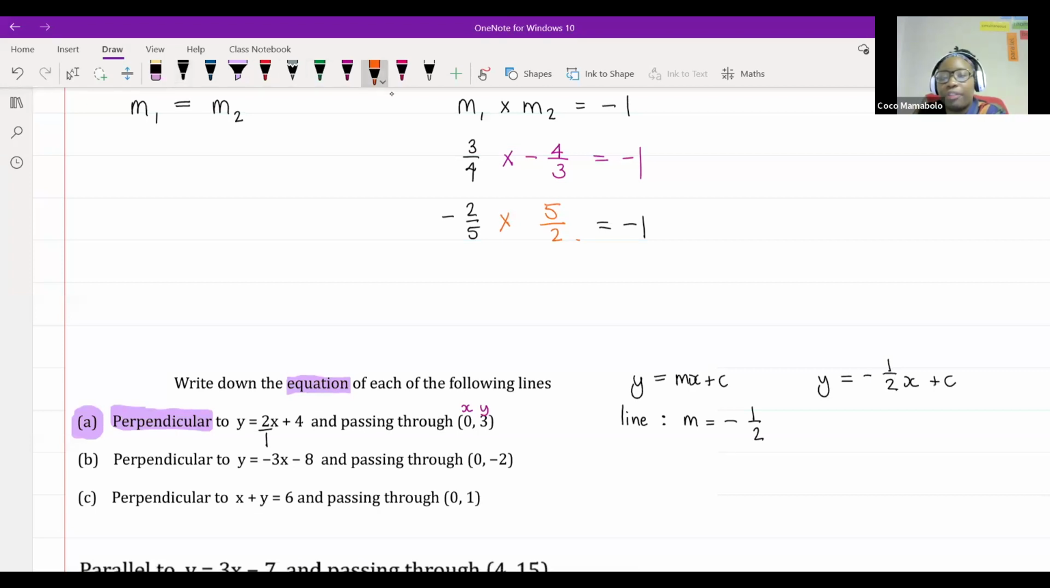And now I want to find c. But I've been given values for x and for y. So I'm going to substitute in values for x and y. My y value is 3. So I'm going to write 3 is equal to negative a half multiplied by the x value, which is 0, plus c. This whole thing over here is going to equal 0. So 3 is equal to 0 plus c, which is just c. So the equation of the line will read y is equal to negative a half x plus 3.